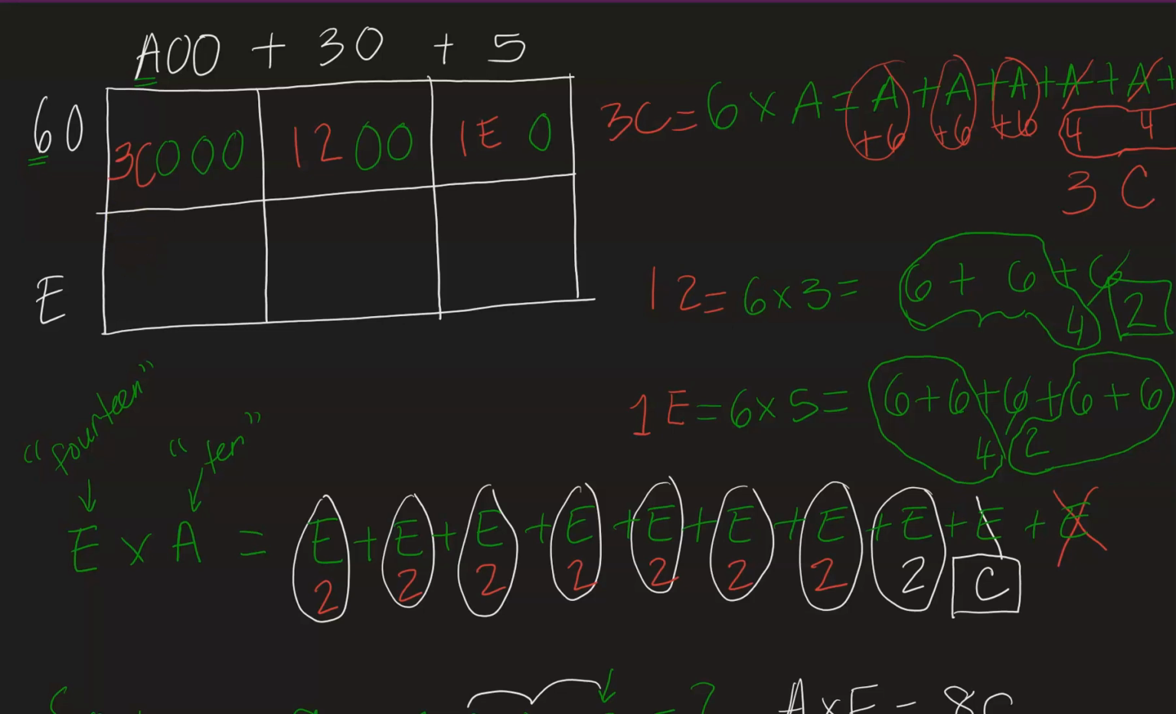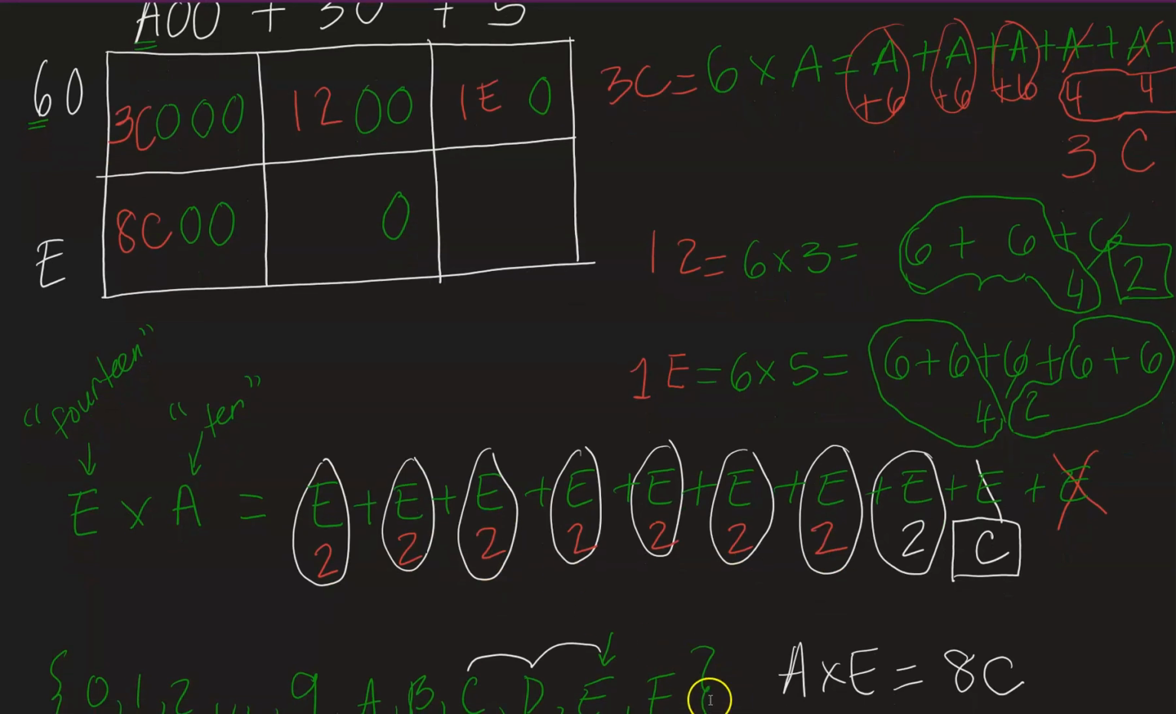So I have 8C, and I have 2 zeros as my placeholders. Okay, and then E times 3, that's a 0 as a placeholder. Now the question is, if I only had 3 groups of E, how much would that be? Okay, how much would that be?